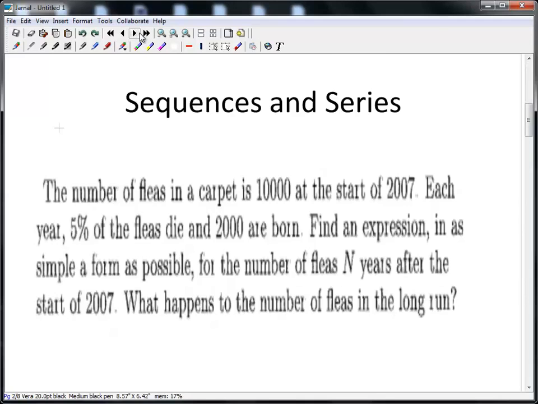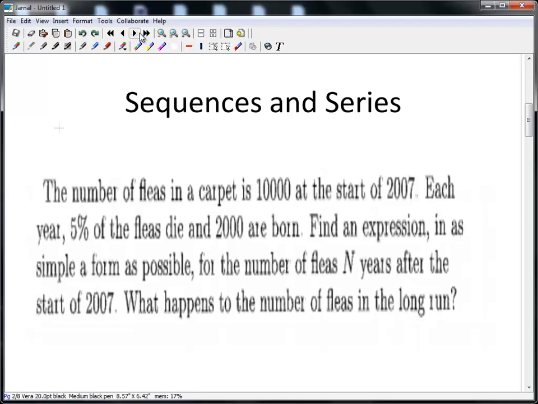Now, this is a screen grab from a book or a PDF. The number of fleas in a carpet is 10,000 at the start of 2007. Each year, 5% of the fleas die and 2,000 are born. Find an expression in as simple a form as possible for the number of fleas n years after the start of 2007. What happens to the number of fleas in the long run?